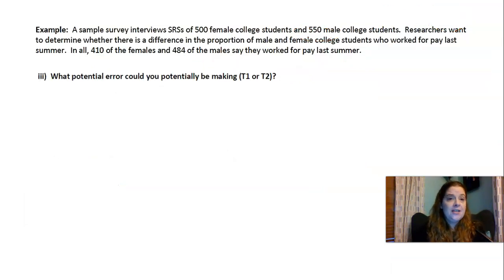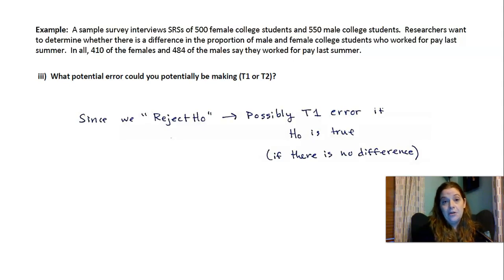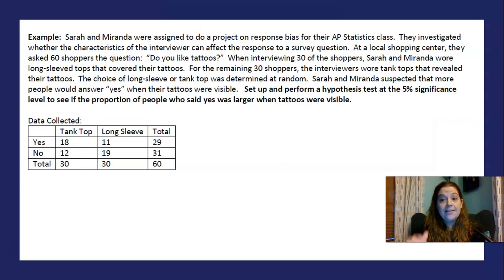All right, so the third question says, what error could you be potentially making, type 1 or type 2? So remember, if you fail to reject, you might be making a type 2, but we're not failing to reject. We are rejecting the null hypothesis, which means if we reject, we might be making a type 1 error. So since we rejected the null hypothesis, we're possibly making that type 1 error if H0 is true. If we reject something that's true, there's actually no difference in these two proportions, that would cause us to make a type 1 error.